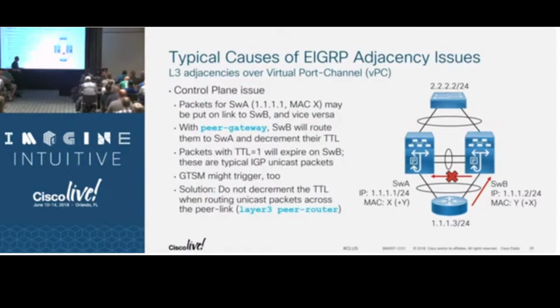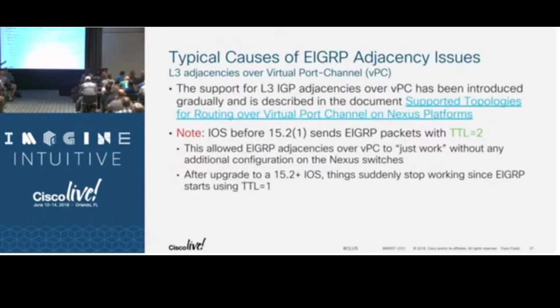And now comes the jewel. If you have been running older IOS before 15.2, those IOSs have been sending their EIGRP packets with a TTL of 2, not 1. So even if you have been using your VPC and EIGRP without any of this layer 3 stuff, it just worked because EIGRP sent its packets with a TTL just high enough for the packet to make it to switch A. Well, since the upgrade, we don't do that anymore, and the packets will die. And this has not really been documented anywhere. We did a poor job here. So be careful about this.